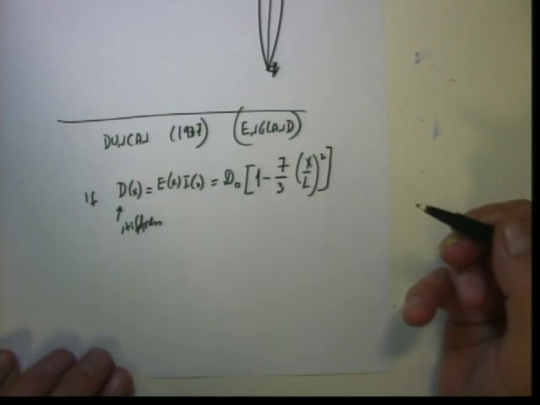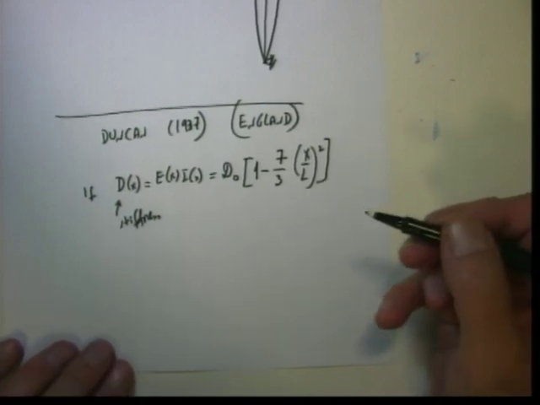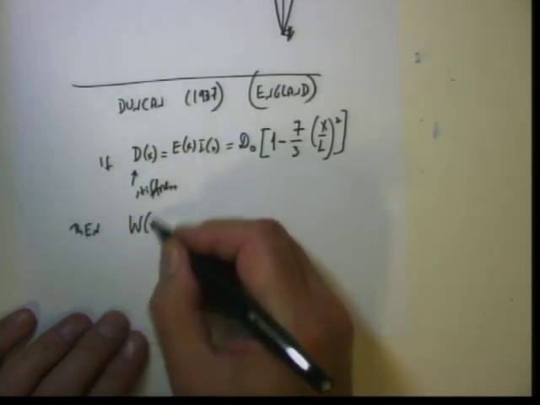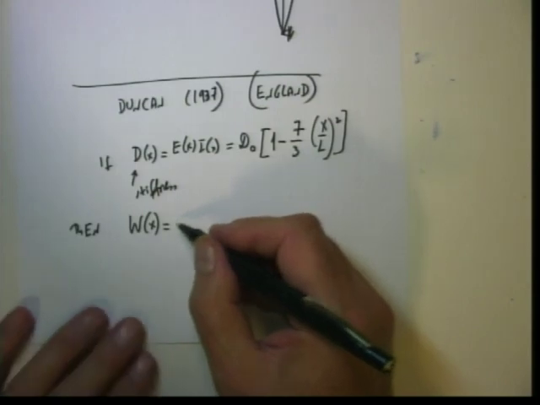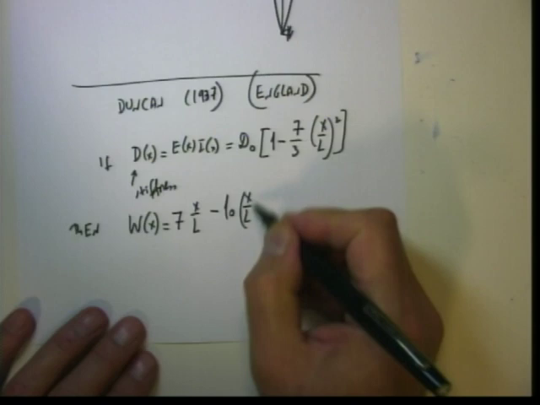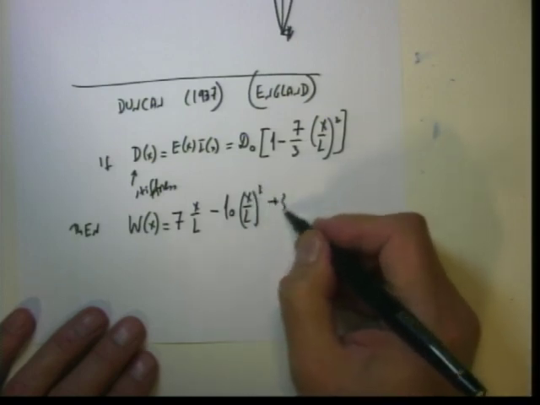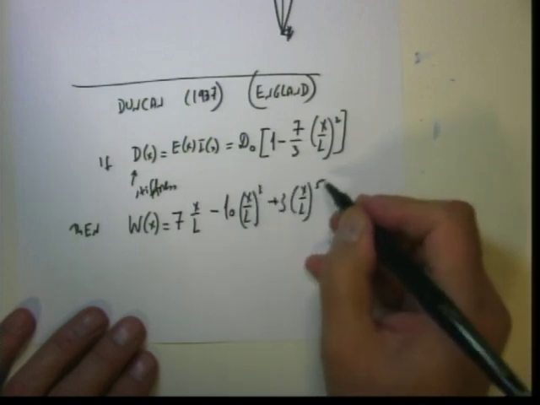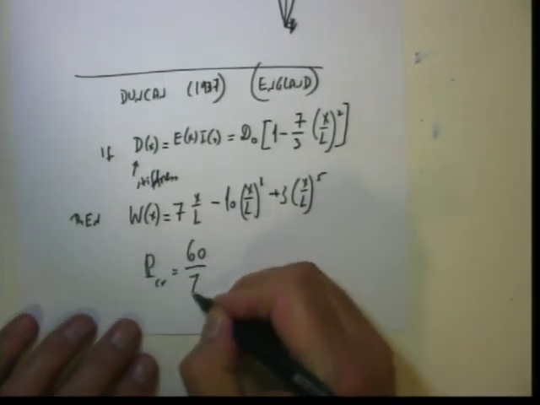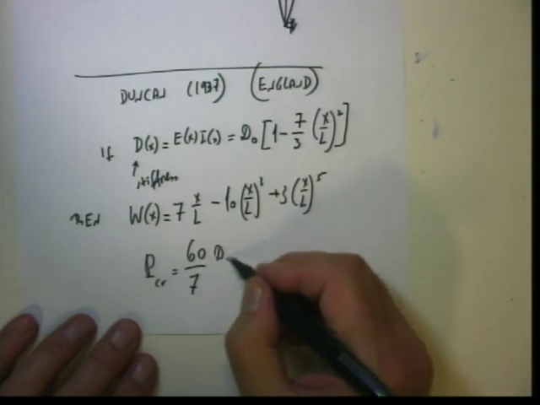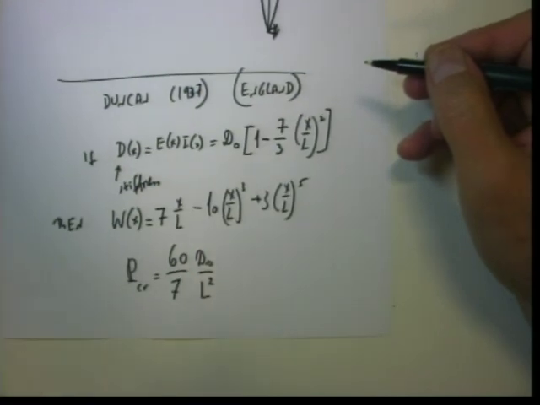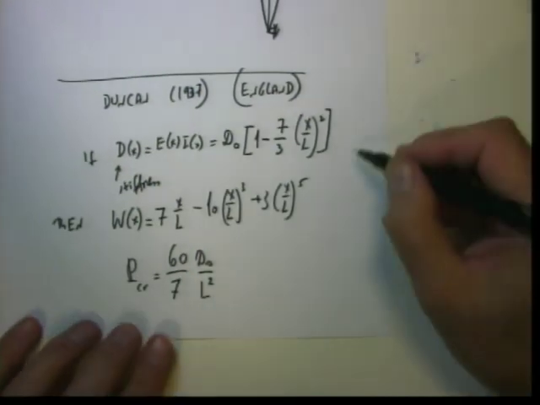So that is what he says. If D of x equals this, then W of x equals, so you see he guesses also, 7x over L minus 10x cubed over L cubed plus 3x to the fifth power over L to the fifth power. Then P critical equals 60 over 7 times d sub 0 over L squared. That is 1937. Also a guess.